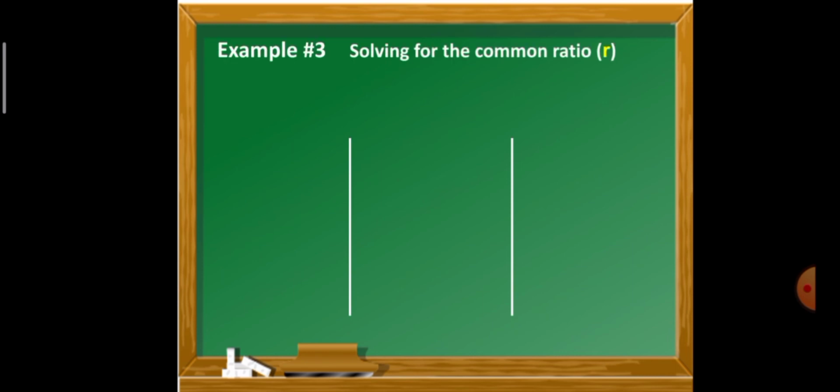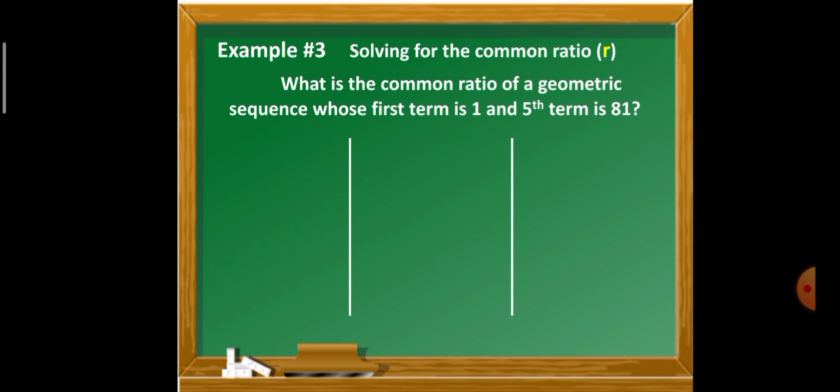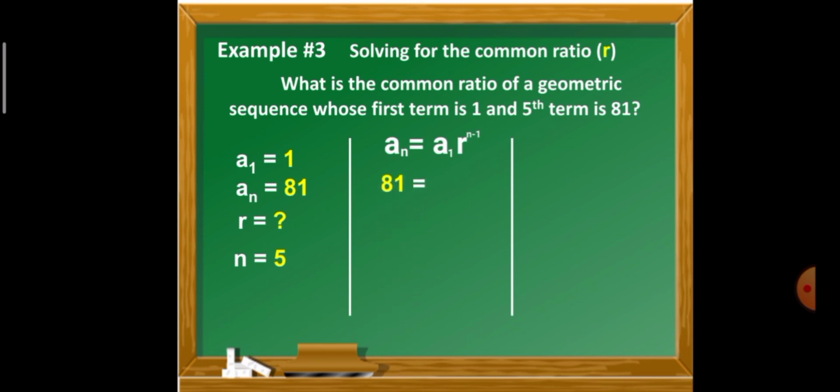Solving for the common ratio o yung r. What is the common ratio of a geometric sequence whose first term is 1 and the fifth term is 81? So ano nga ba uli ang mga given values? A sub 1 is 1. Yung a sub n natin ay 81. Yung r ang hinahanap. At yung n is equal to 5. So again, a sub n equals a sub 1 times r raised to n minus 1. So we have 81 for a sub n. Yung 1 natin is yung first term. Yung r ang hinahanap. At ang n natin is 5 minus 1.